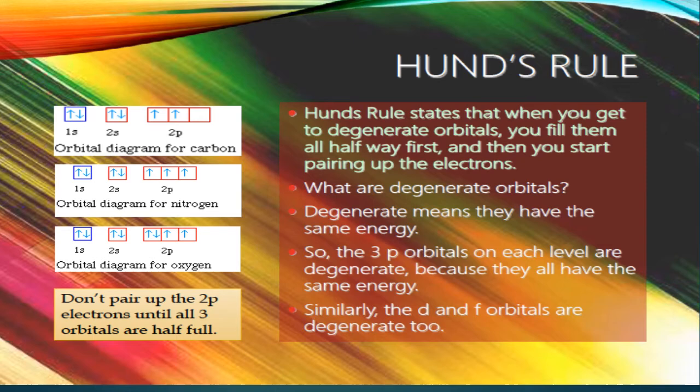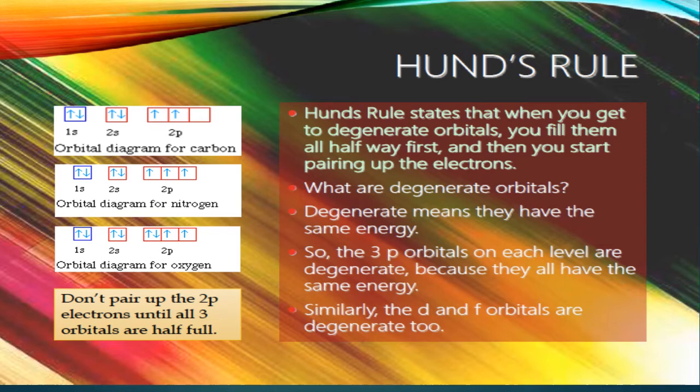If you take an example, that is the orbital diagram for carbon, the atomic number of carbon is 6. So you have to accommodate 6 electrons in the orbitals: 2 electrons in the 1s orbital, 2 electrons in the 2s orbital, and 2 electrons in the 2p orbital. So total 6 electrons are accommodated.